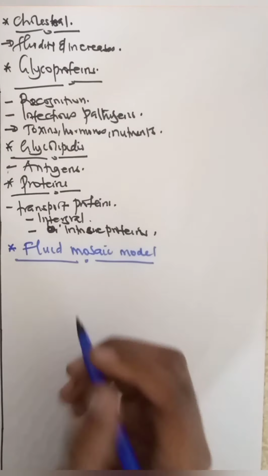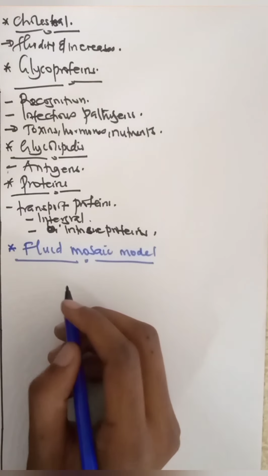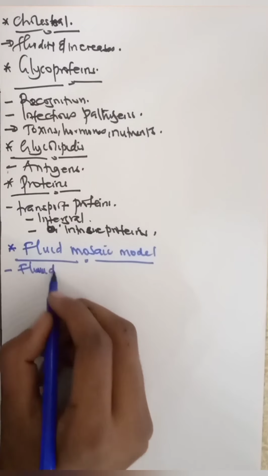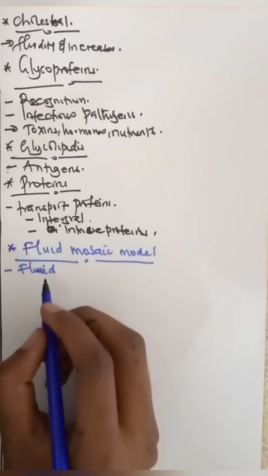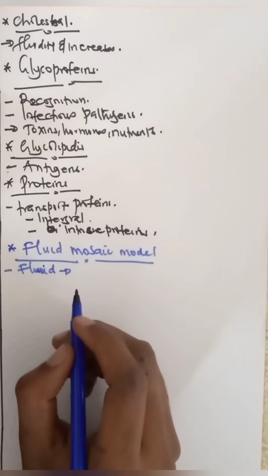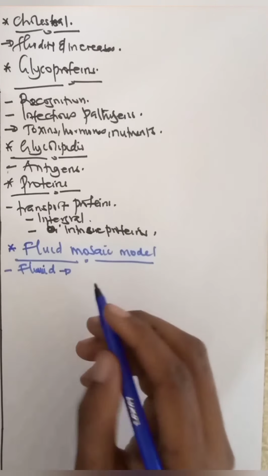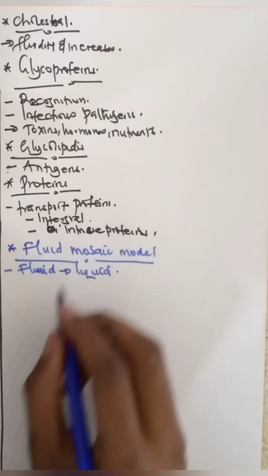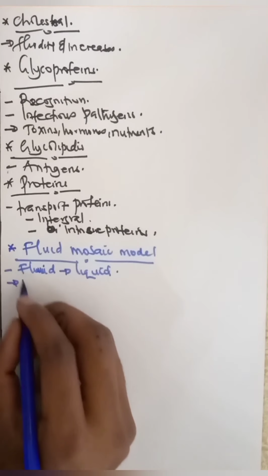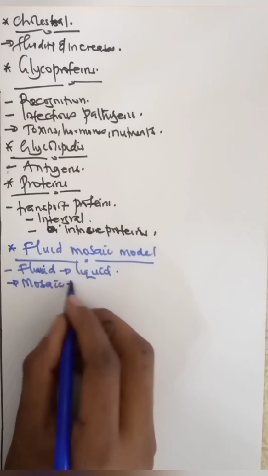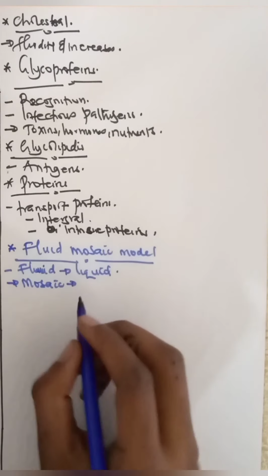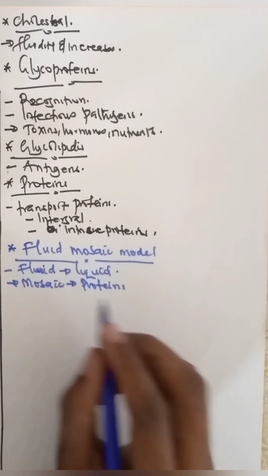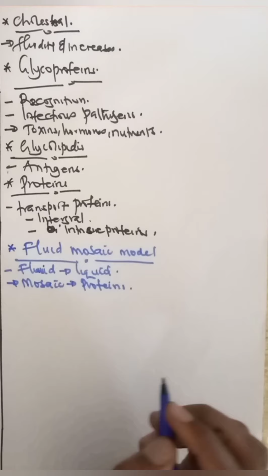So, what is the fluid mosaic model all about? It's called fluid because individual phospholipids and proteins can move around freely within the layer like it's a liquid. So that's why it is called fluid. Then of course mosaic. We talk about mosaic because of the pattern produced by the scattered protein molecules when the membrane is viewed from above.